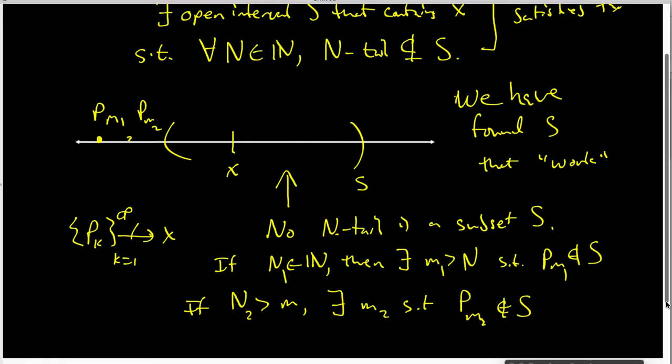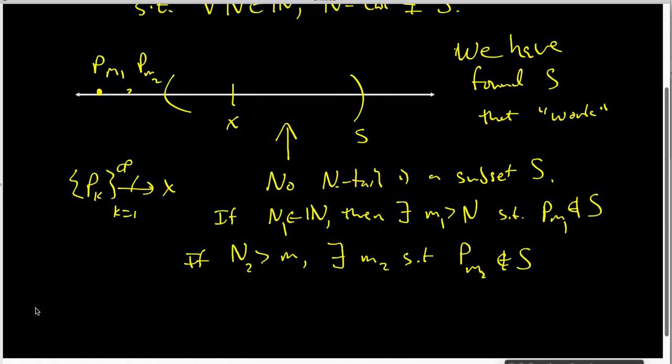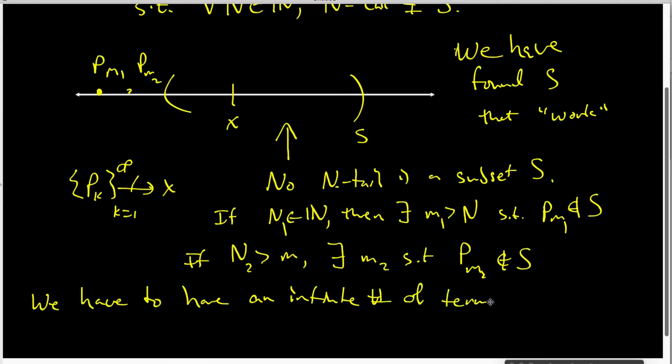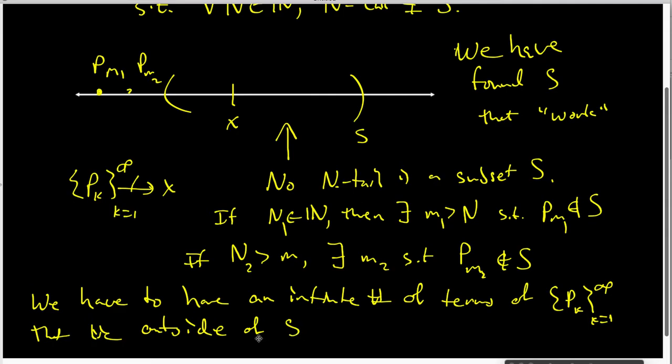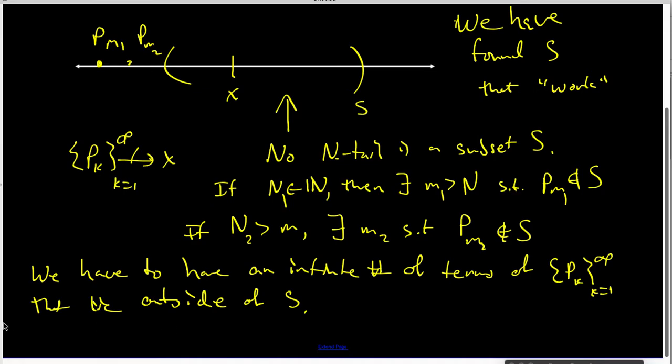It turns out that we have to have an infinite number of terms of the sequence that lie outside of this open interval S. And I want to make it very clear why this happens.